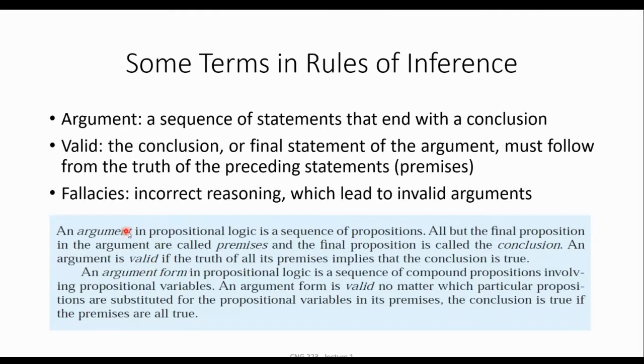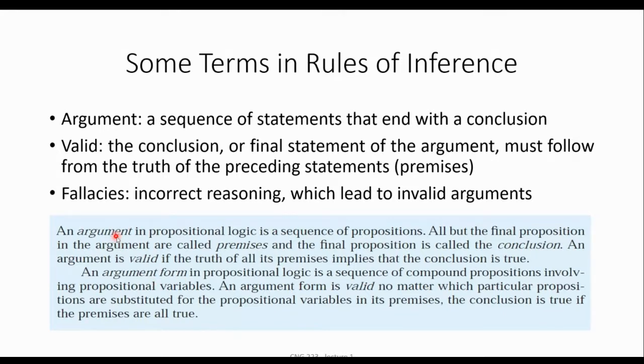So an argument, which is the sequence of these propositions, which we already know from previous lectures, is valid if the truth of all its premises implies that the conclusion is true. So you see, we have a collection of these premises, and if all of them together form an implication to show that the conclusion is correct, then we call that argument valid.